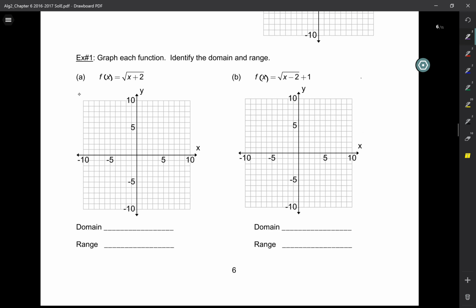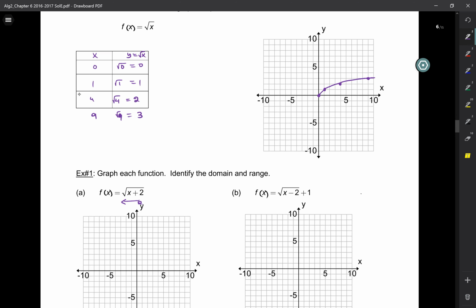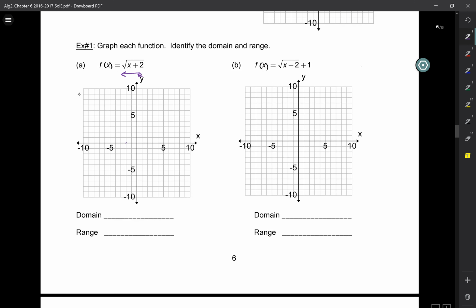So now let's do this one. What does that plus 2 do to the graph? Move it to the left 2. Right? So, in the parent function, the square root started at x equals 0. Now, if the plus 2 moves it to the left, what is the starting position now? -2, right? So the starting position now is going to be -2.